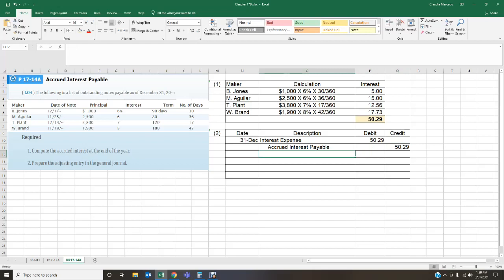First, we do the calculations for the interest for each of these clients. These are clients that we owe money to. We're not going to pay them as of the end of the year, but I'm going to put money aside for the interest, because that interest was incurred this year. Once we calculate the interest, we just record the journal entry. Interest expense will be debited. Accrued interest payable will be credited. So that is basically it for this problem.